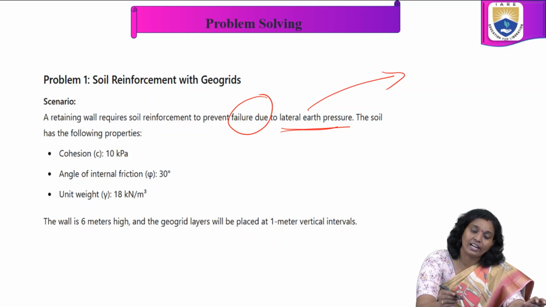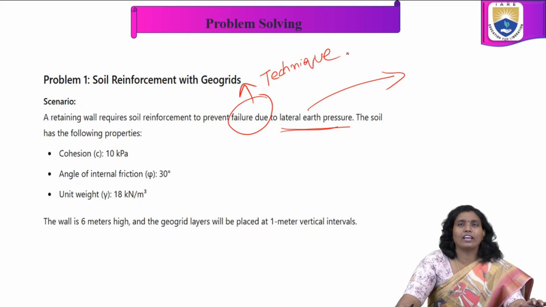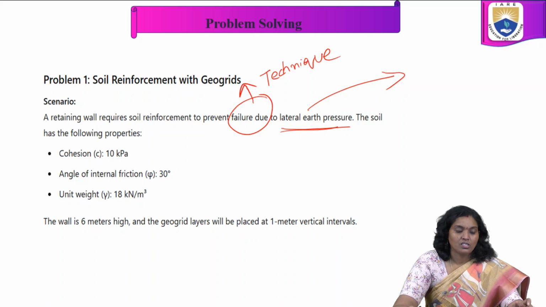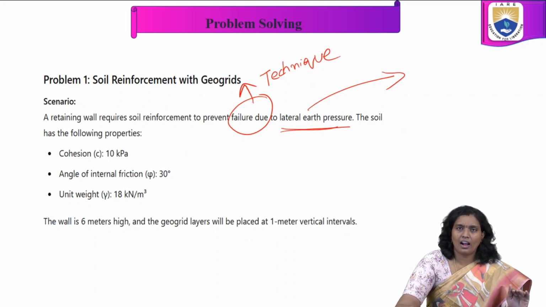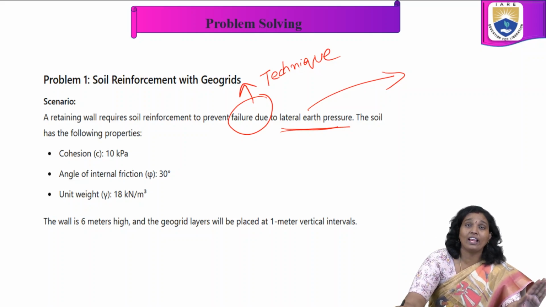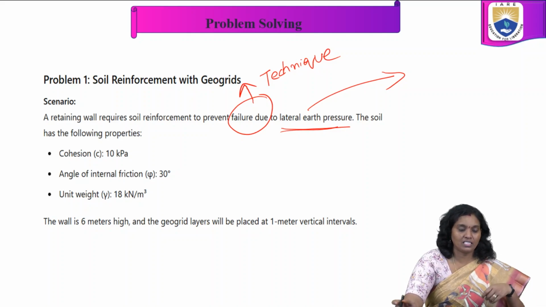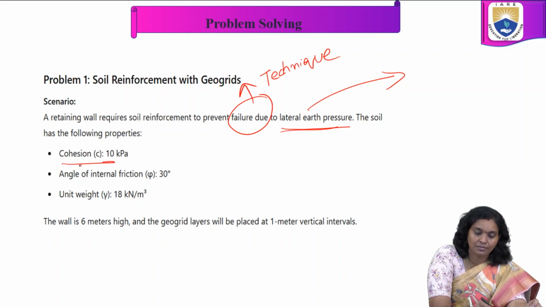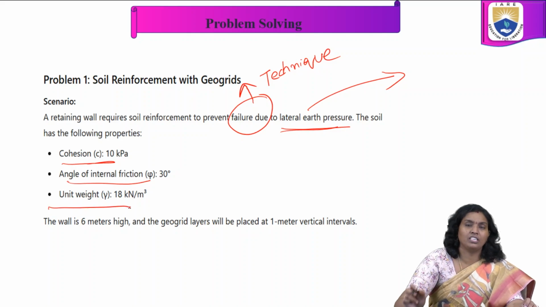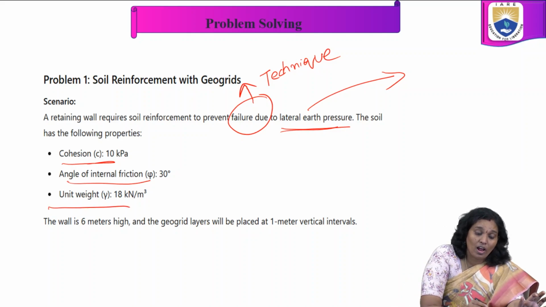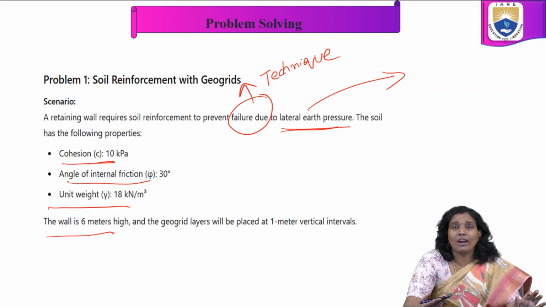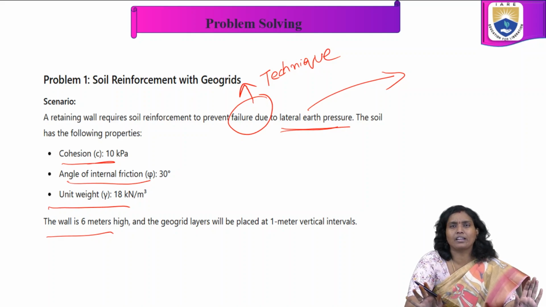For this, we already know the technique we are going to follow, that is soil reinforcement with geogrids. The soil properties are also mentioned in this scenario: the soil cohesion, angle of internal friction, the unit weight of the soil, and the retaining wall height. These are all the required parameters mentioned in this problem.